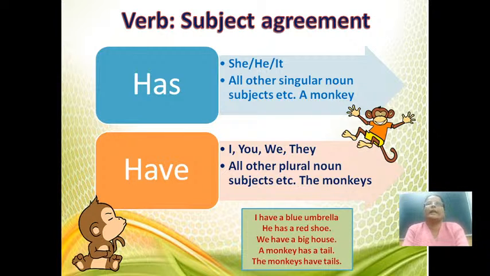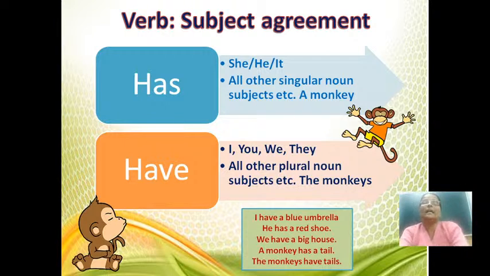Okay. A monkey. When I am using a monkey, it is third person singular, right? That's why I am using has with it. Third person singular subject. A monkey means singular subject. You all know that. That's why I must use has with it. A monkey has a tail. एक ही monkey है, उसको एक ही tail है. A monkey has a tail.